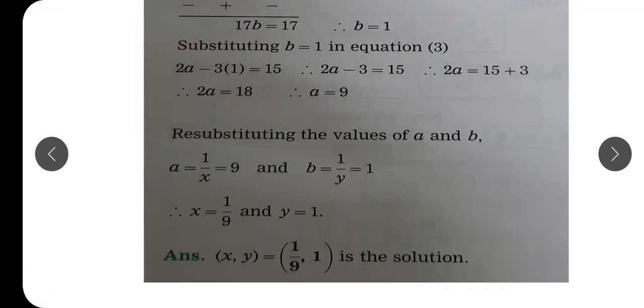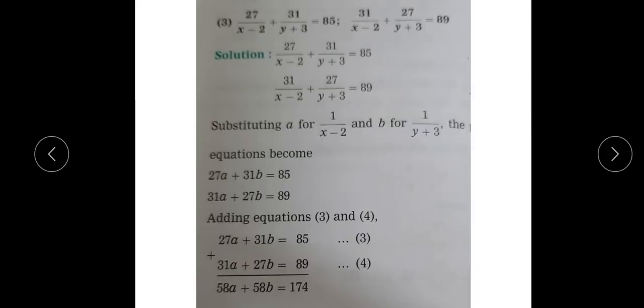And hence write the solution again in the round bracket, that is (x, y) is equal to (1/9, 1) is a solution of the given equations. Remember to write the solution at the end of the example. Next example.